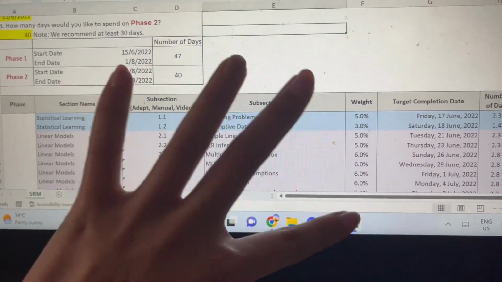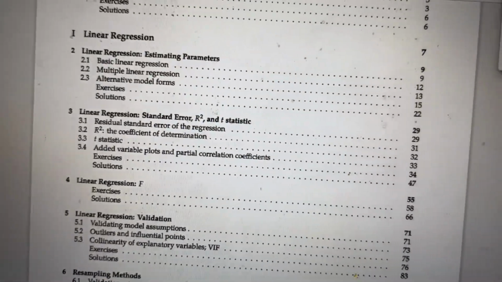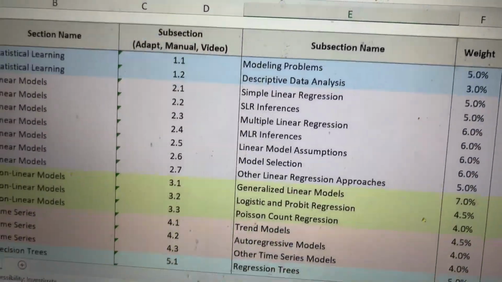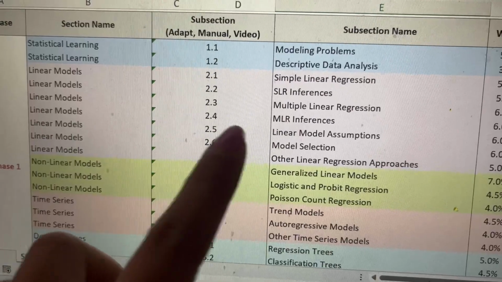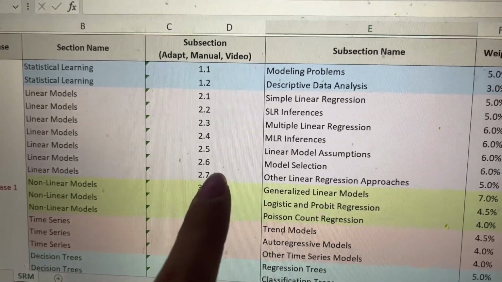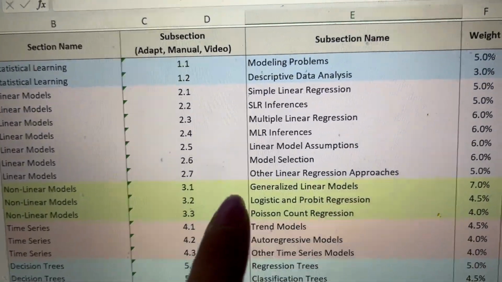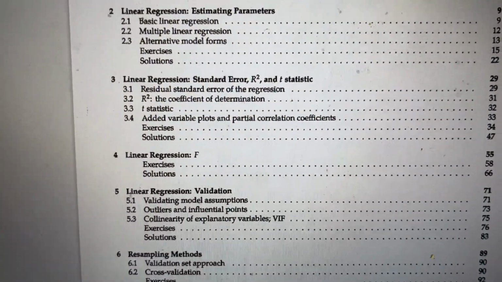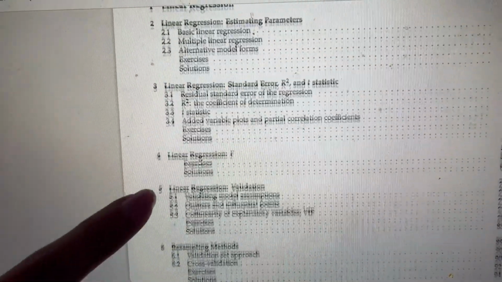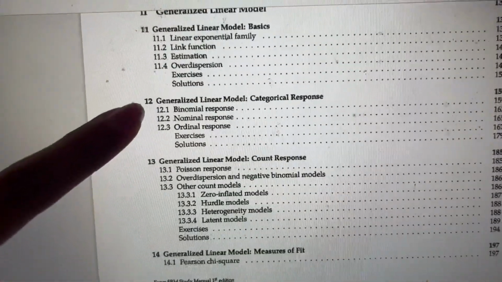Let me see if I can find an example. For example, linear models, simple linear regression until other linear regression approaches. If you're using the Coaching Actuaries manual or videos, they have this in order, but I was using the ASM manual to study. So what it was was this part, linear regression from 2 to, yeah, so these are linear regression parts, and then the GLM.